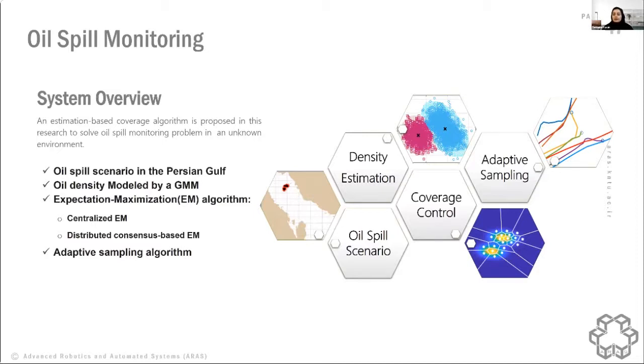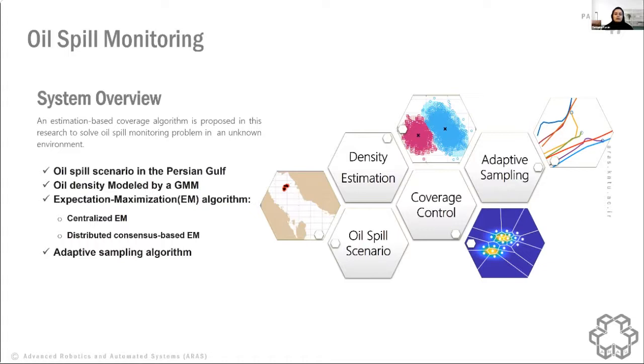And at the end, we also propose an adaptive sampling algorithm. This adaptive sampling algorithm allows mobile robots to find more informative locations to improve the estimation performance.